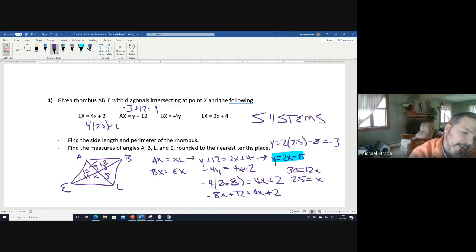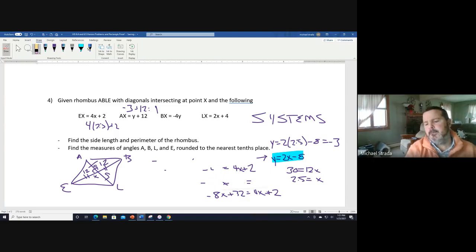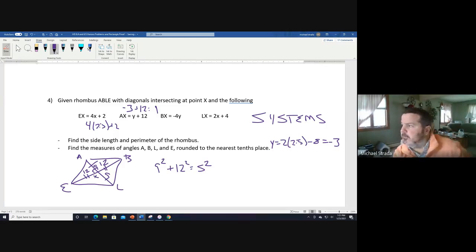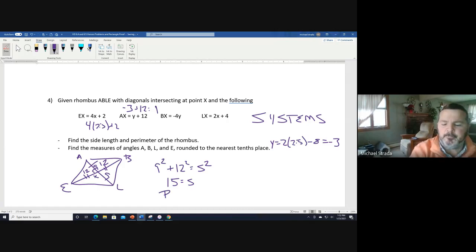Okay. Remember, these are always right angles on rhombi. So now the Pythagorean theorem kicks in, or triples, depending upon what you remember. 9 squared plus 12 squared equals the side length squared. 9 squared is 81. 12 squared is 144. 144 plus 81 is 225. And the square root of 225 is 15. That makes the side length 15 like they asked for, and the perimeter 4 times 15, which is 60.